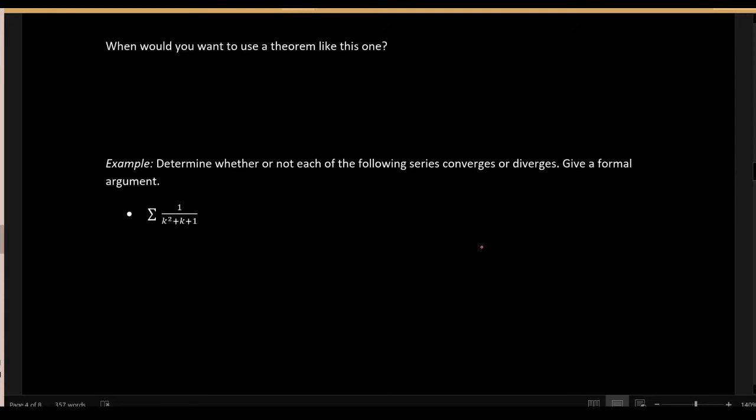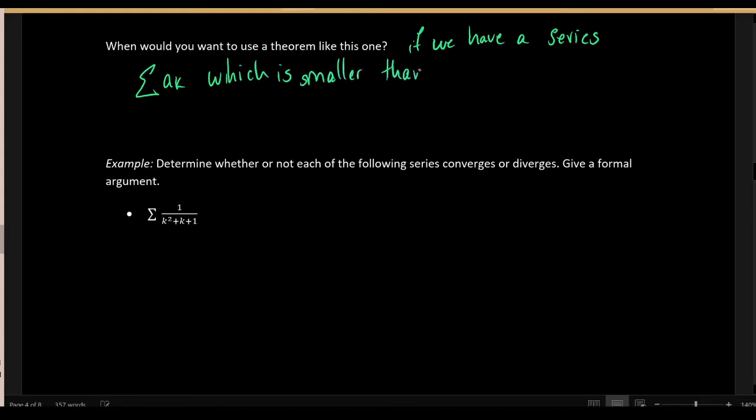This is the theorem that we would want to use if we have a series sum of AK which is smaller than a convergent series or bigger than a divergent series.